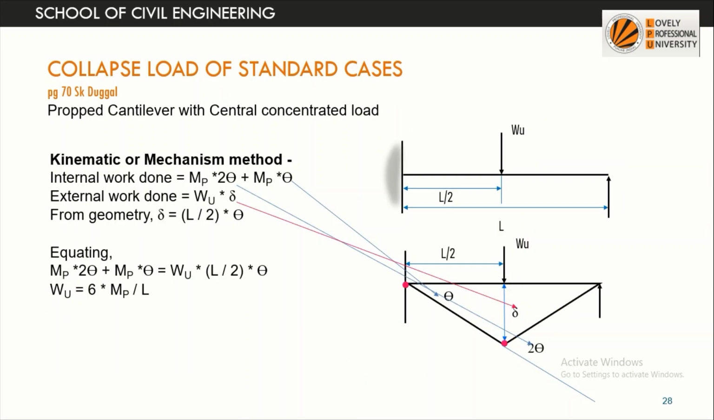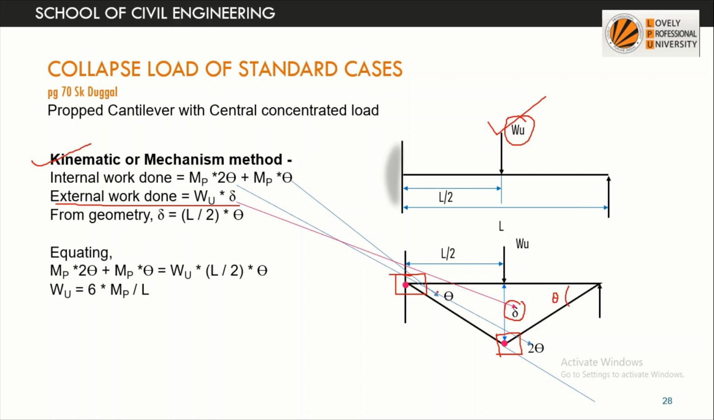Now the same question we will solve using the kinematic or mechanism method. For this we draw the deflected shape, and we know that there are two possibilities. The first one is at the fixed end, where we will have a plastic hinge, and the other one is under the load. At these two points we get the maximum bending moment. These are the peak points for maximum bending moment, so we consider plastic hinges to be formed at these sections. Now what is the external work done? It is due to this external load WU, and the deflection is delta. So external work done is equal to WU into delta.